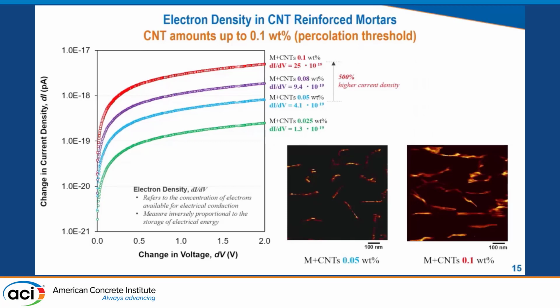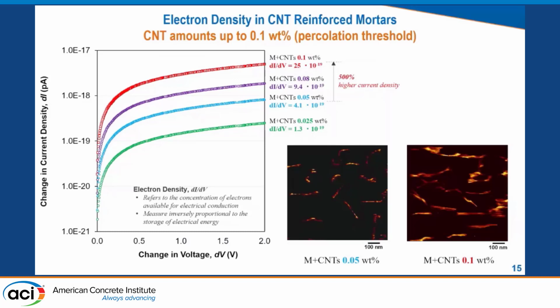But I also mentioned the electrical energy storage capacity of the material. The electrical energy storage capacity, which is the dielectric permittivity, and I will show you the results, relies on the electron density. What is the electron density? It refers to the actual concentration of electrons that are available in the matrix for electrical conduction, and it is a measure which is inversely proportional to the storage of electrical energy.